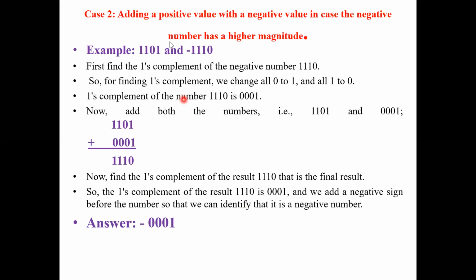Okay, so this is how you add a positive with a negative number, and the negative number has a higher magnitude. So here you don't carry, and you find out the one.